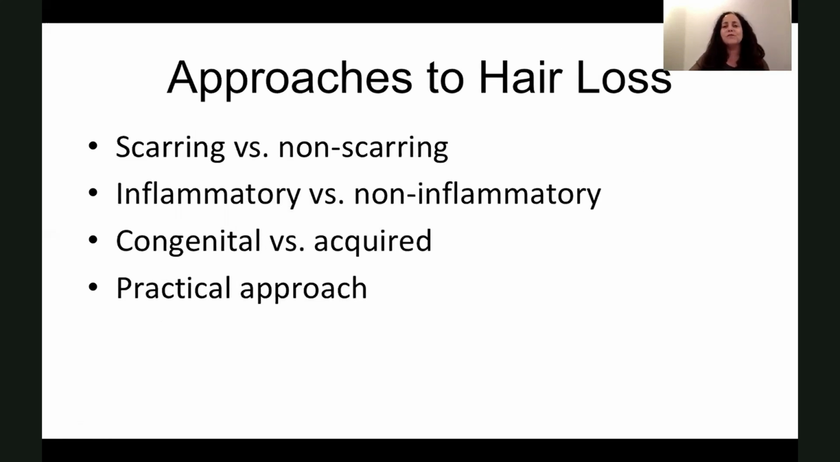There's different ways of approaching hair loss. One common one is to look at scarring alopecia versus non-scarring alopecia. Another way is to look at inflammatory hair loss disorders versus non-inflammatory. A third way would be to look at congenital versus acquired, and these are all common approaches that people use.